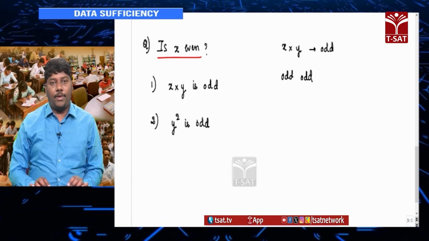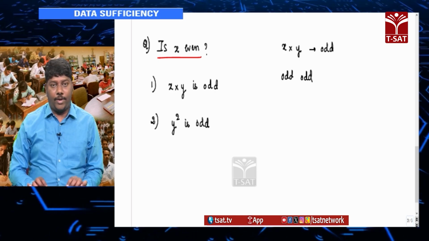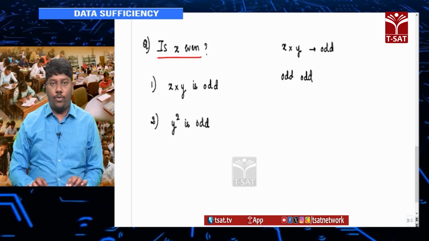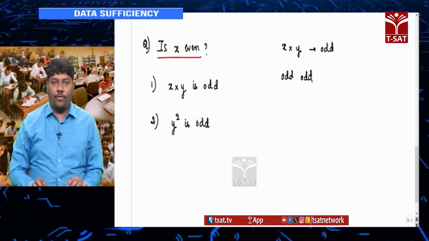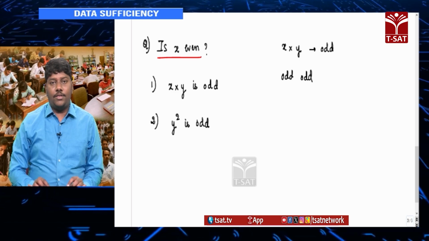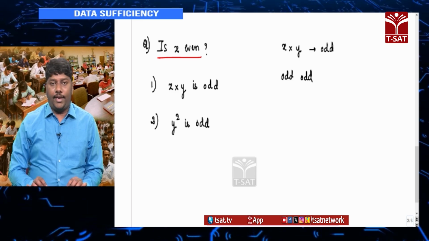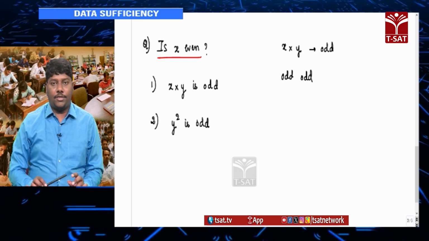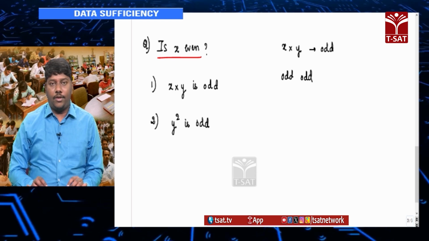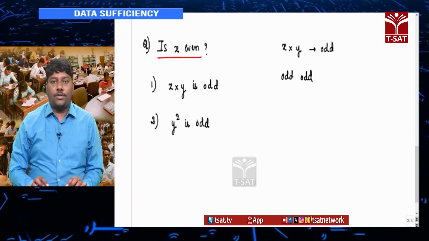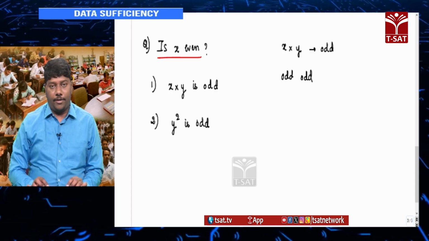Now, if you are answering by using statement 1, let's check statement 2 also. When you are looking at statement 2, you don't need to combine them, right? You only look at statement 2 individually. Now, y square is odd. When y square is odd, we know y is odd. When y is odd, we don't know about x. So, statement 2 is not sufficient. You don't need to combine it also because I know 1 is sufficient. So, our answer is option A here.